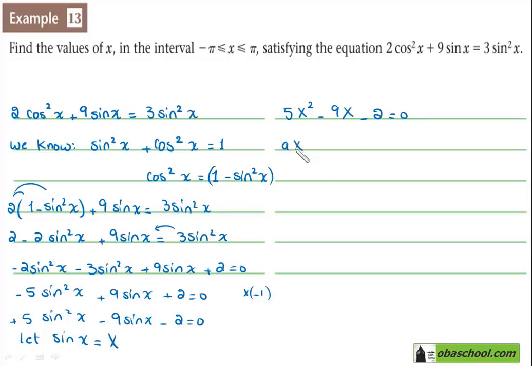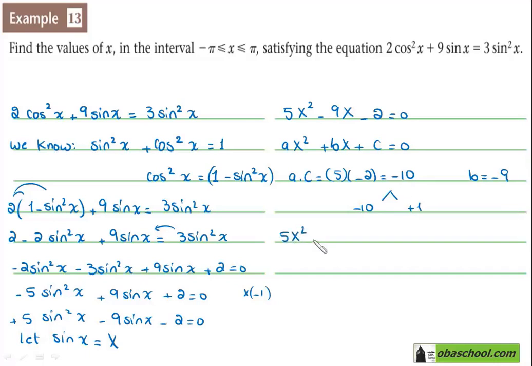This is the same as aX squared plus bX plus c equals 0. Remember that we multiply a by c. That means 5 times minus 2. The answer is minus 10. We need to find two factors for minus 10 such that if we multiply them together we get minus 10, and if we add them we get b, which is minus 9. The two values are minus 10 and plus 1.